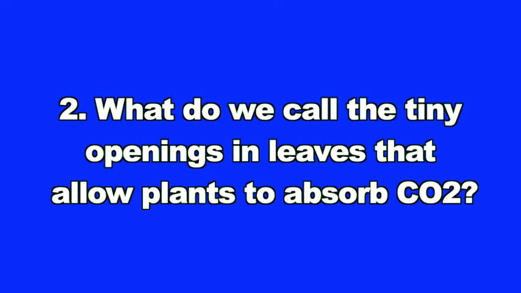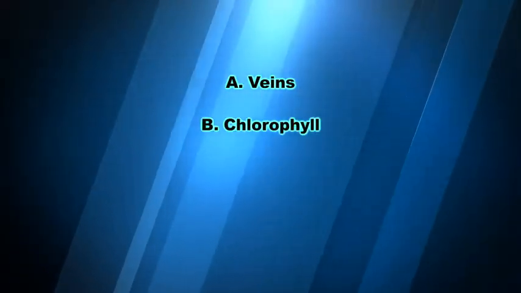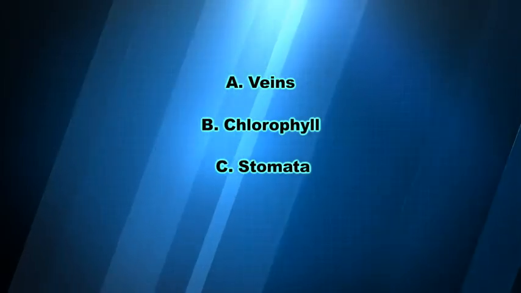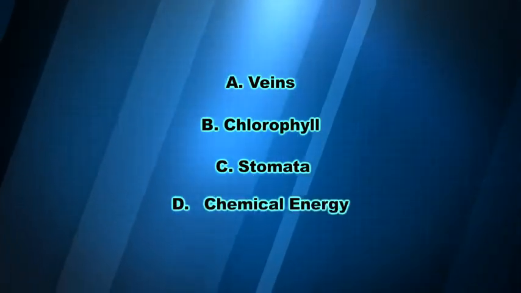Question 2. What do we call the tiny openings in leaves that allow plants to absorb CO2? A, veins. B, chlorophyll. C, stomata. D, chemical energy. The answer is C. Stomata are the tiny openings in leaves that allow plants to absorb CO2.